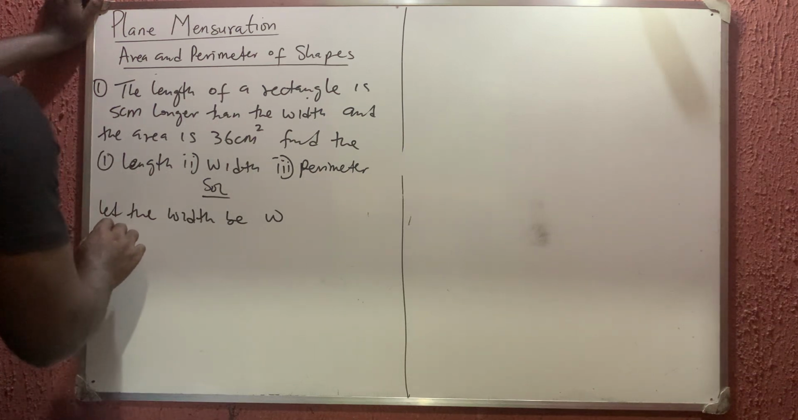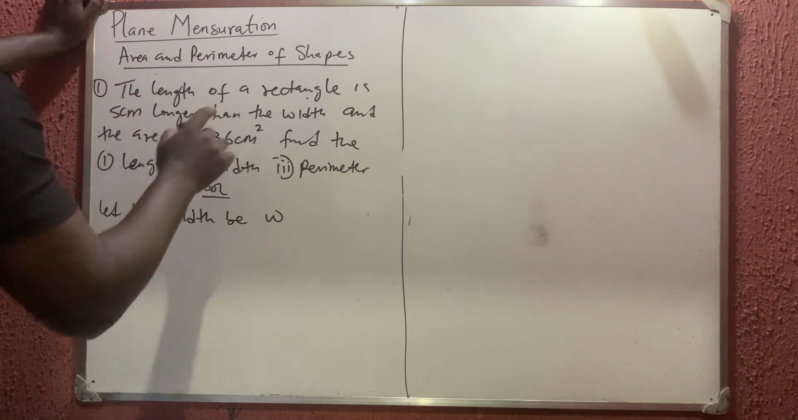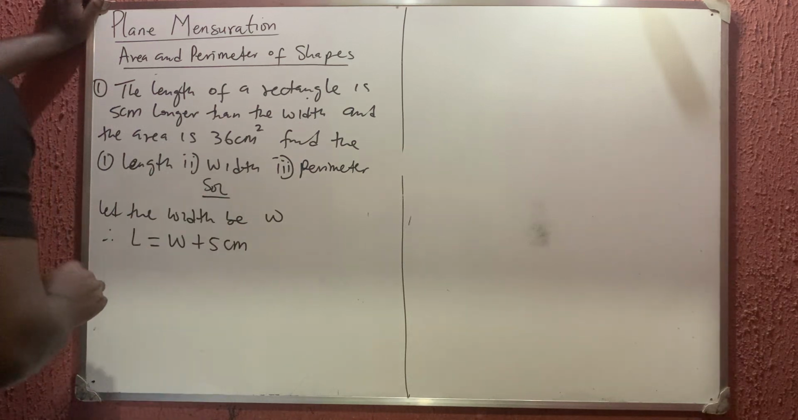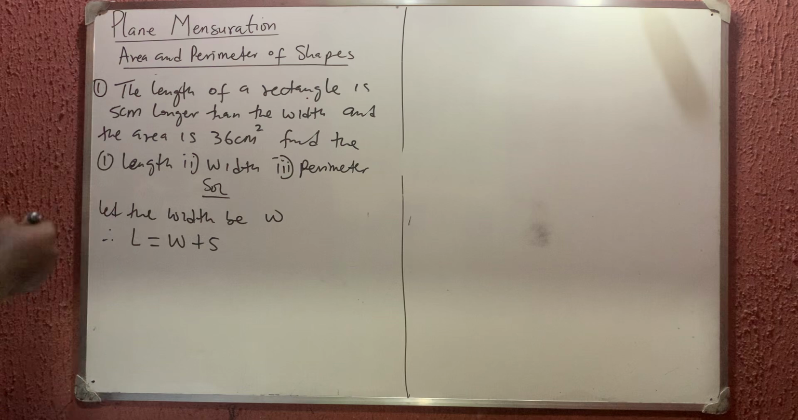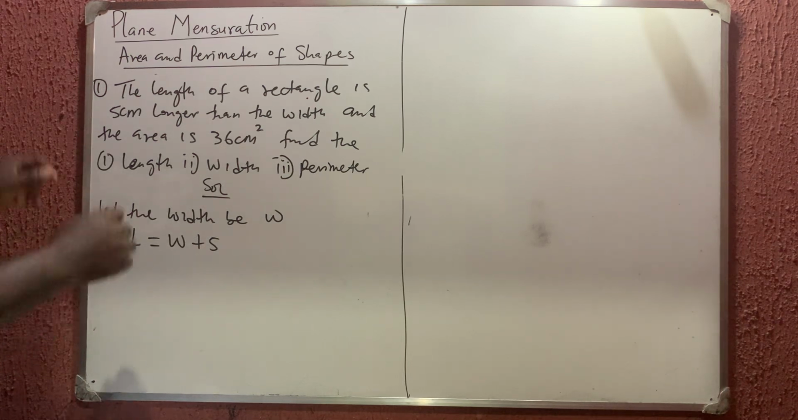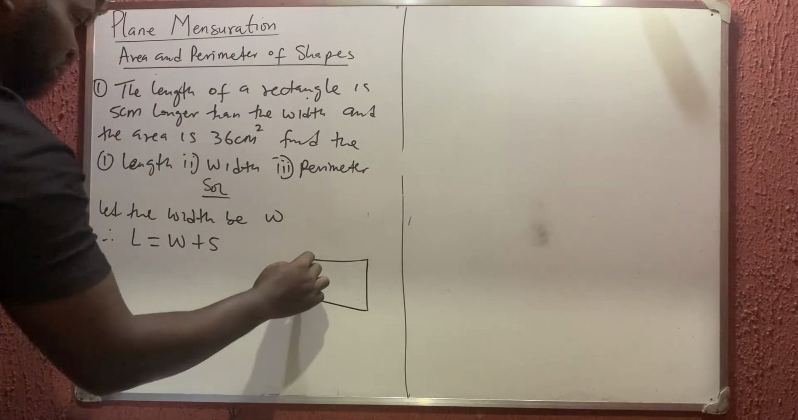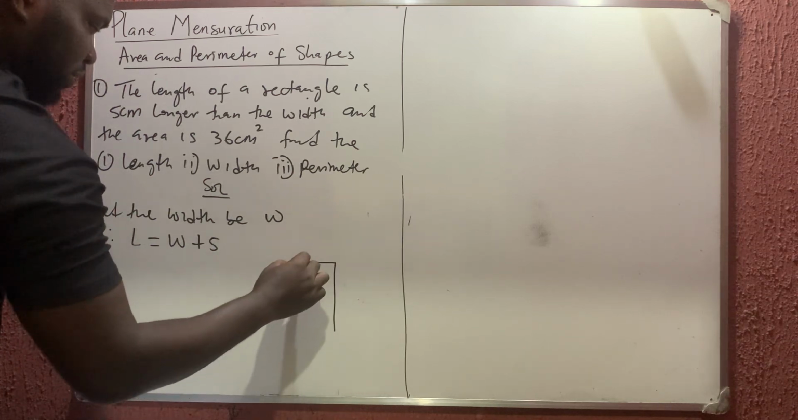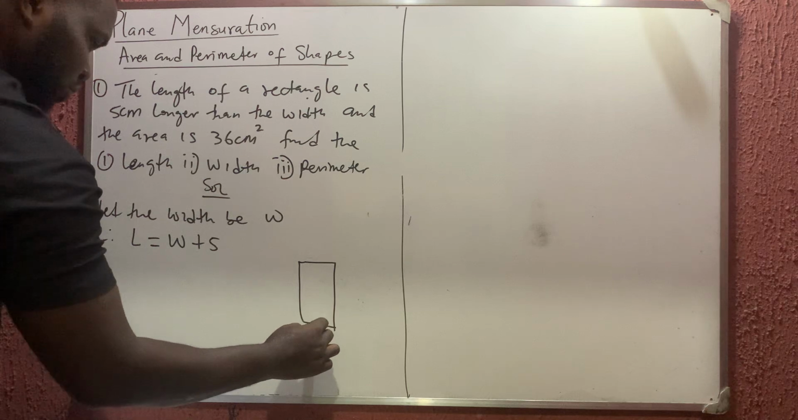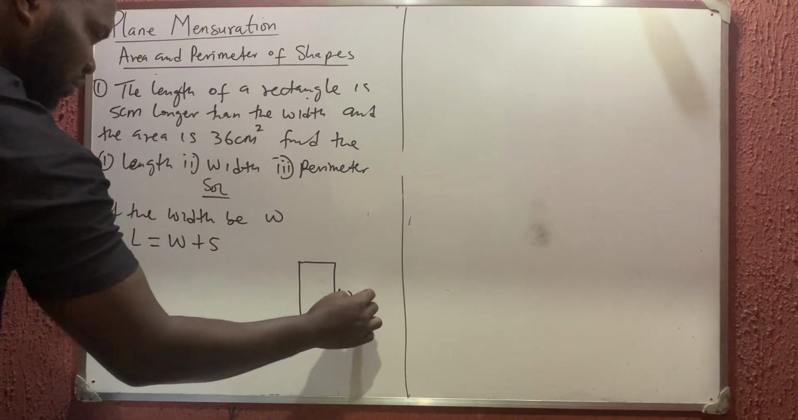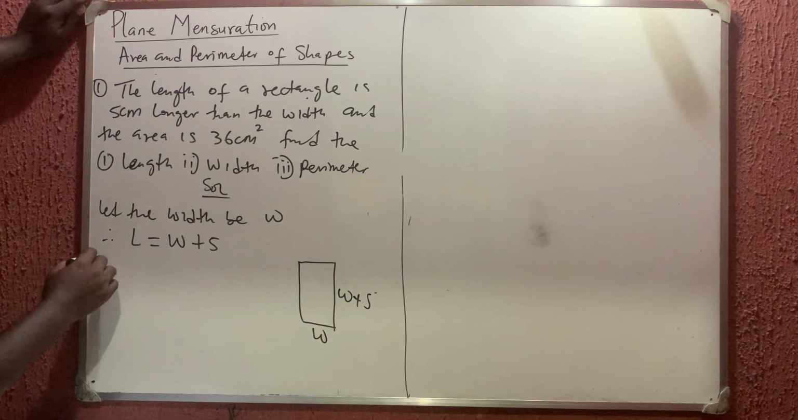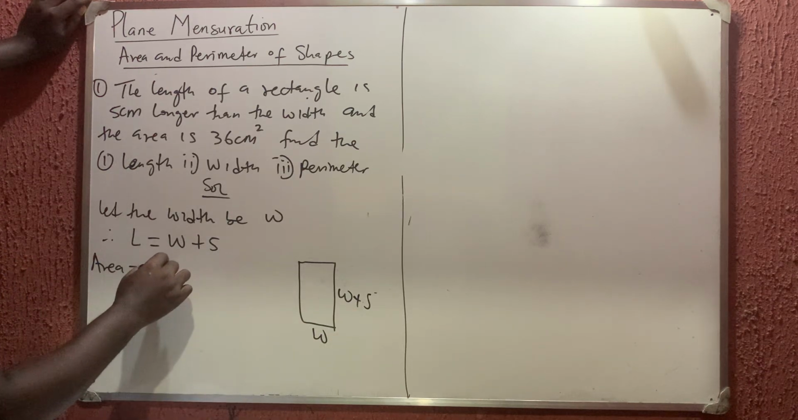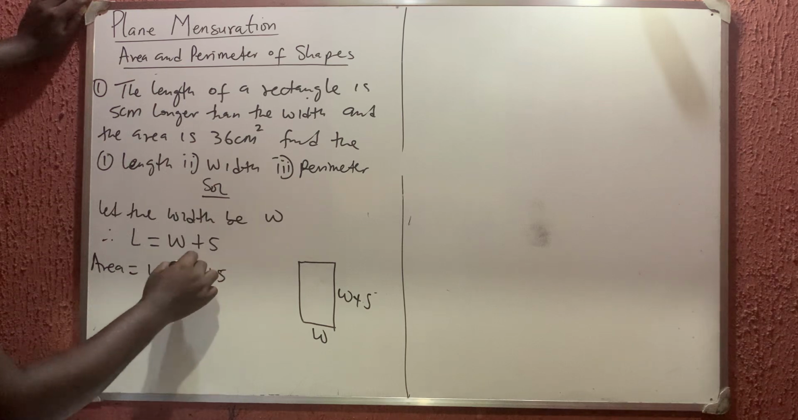Now, since the length is 5 cm longer, to get the length it should be that width plus 5 cm. That's just the way to get it. So let's say W plus 5 is the length. If you decide to draw it, it is like this. The width is W, while the length will be W plus 5. Don't forget that to get our area, we simply multiply these two. We say W times W plus 5 gives the area.